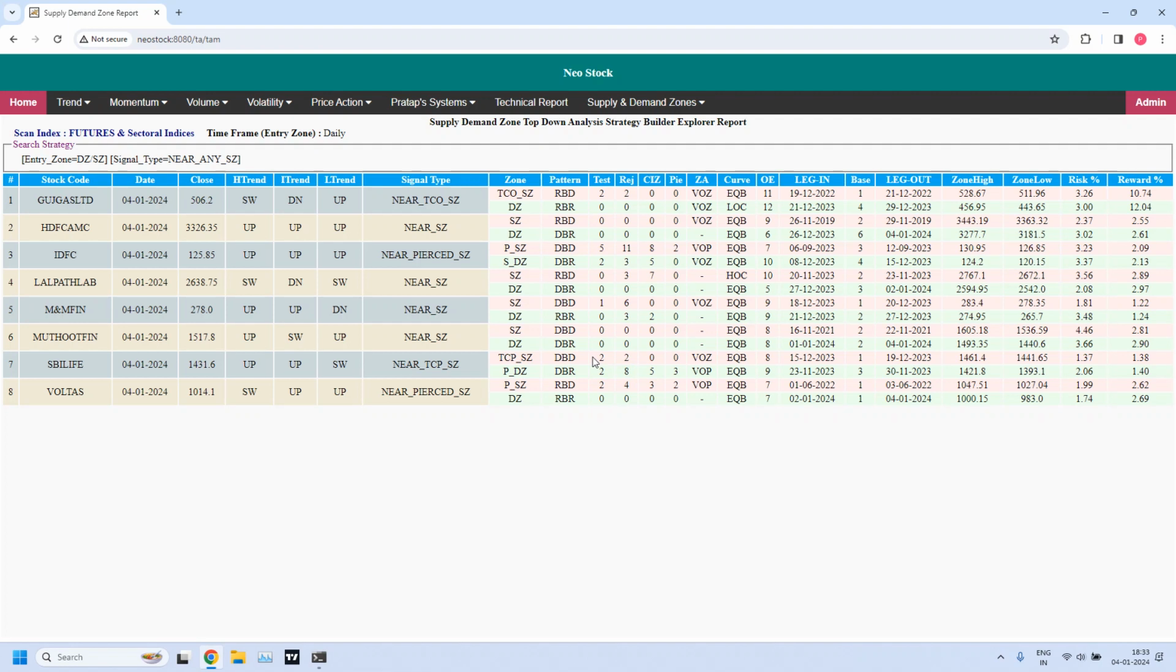So you need to identify a fresh 75-minute zone inside this. That way you have to plan your trade. Or a fresh 15-minute zone inside 75 minutes. So we have identified only one high liquidity supply zone. So let's go back.